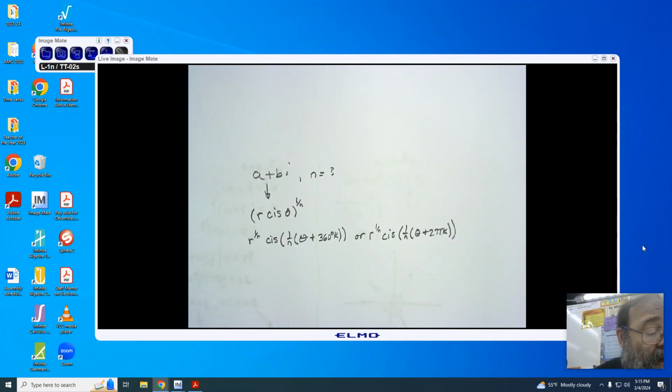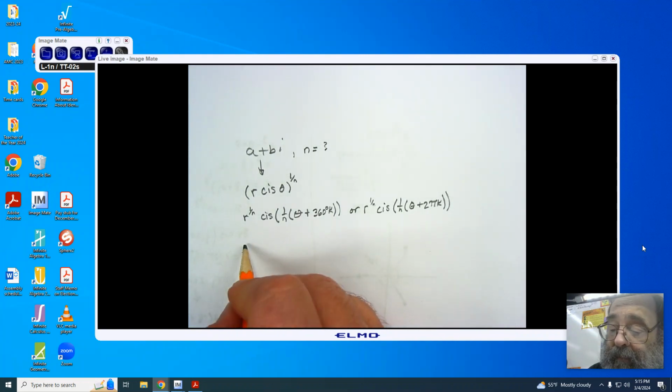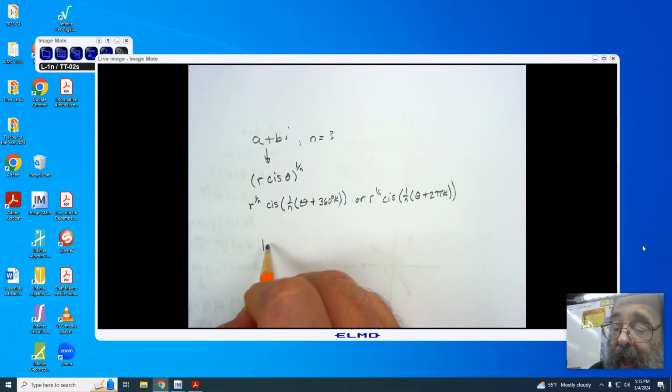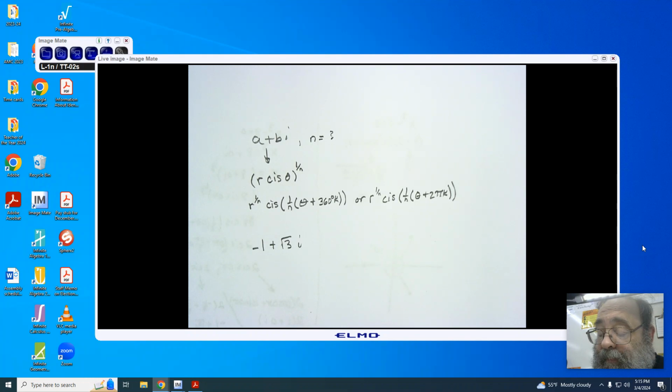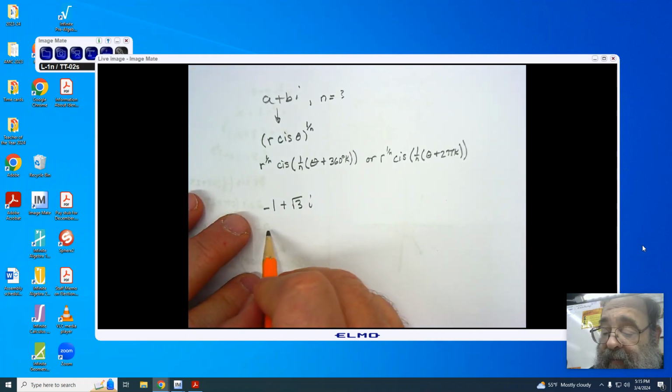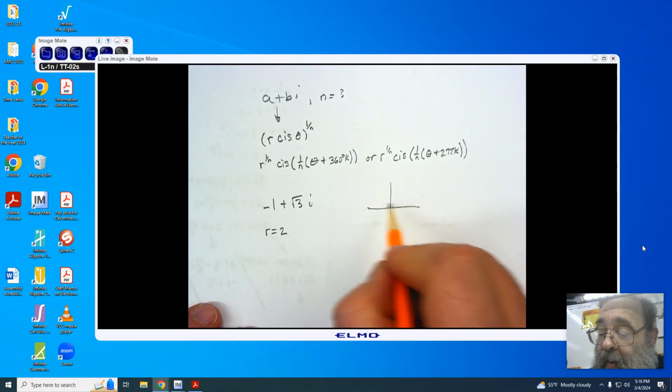So this is once again generally fairly easy. Let's take a look at 1 plus root 3. Let's make it harder. Let's go negative 1 plus root 3. So our first thing is to find r, and you'll notice we get a 2. And then we're sitting in the second quadrant.